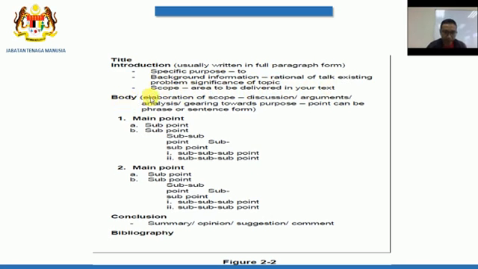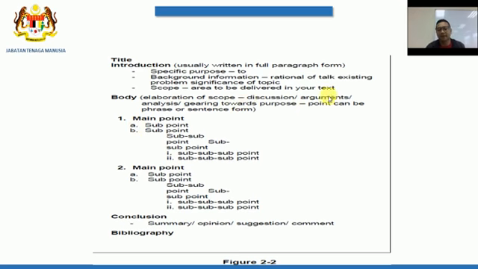Body, elaboration of scope. Elaboration means penerangan of scope. Scope apa yang awak akan cuba terangkan? Okay, it will involve discussion, arguments, analysis, gearing towards the purpose. Points can be in phrase or sentence form. Okay, this will be your main points in your body paragraph. So sub point, this will be your example, and for every single sub point you need to have a further explanation.